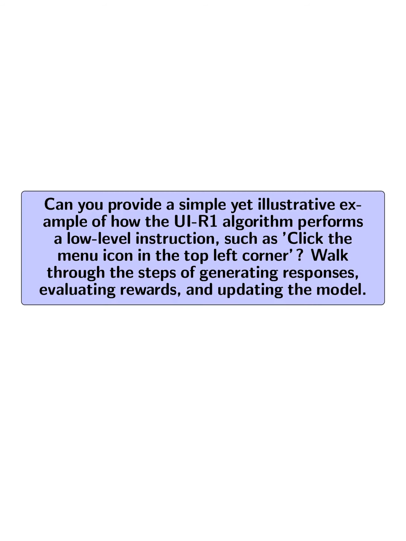Can you provide a simple yet illustrative example of how the UI-R1 algorithm performs a low-level instruction, such as "click the menu icon in the top left corner"? Walk through the steps of generating responses, evaluating rewards, and updating the model.